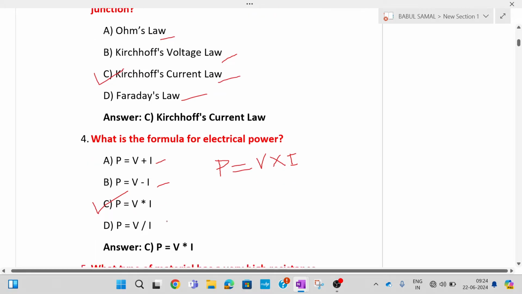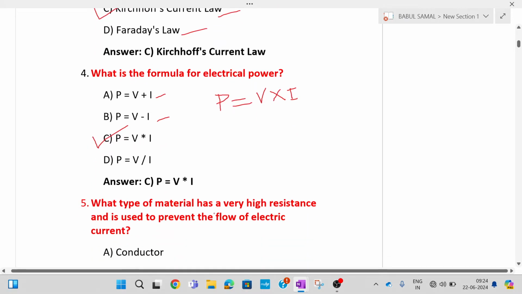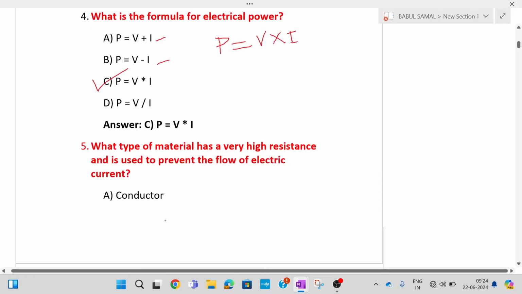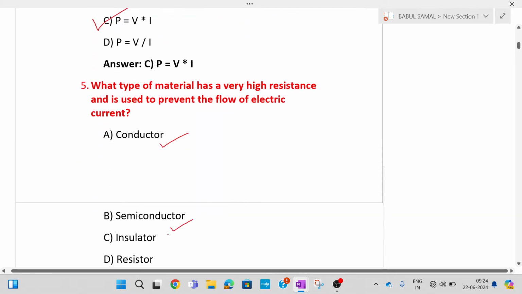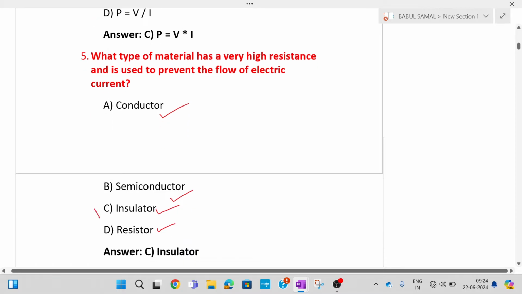Next question. What type of material has a high resistance and is used to prevent the flow of electric current? So the question is, what type of material has a very high resistance and is used to prevent the flow of electric current? So the options are conductor, semiconductor, insulator, resistors. So the correct answer for this question is insulator. Insulator has the highest resistance to prevent flow of electric current. So remember, insulator will be the correct answer.